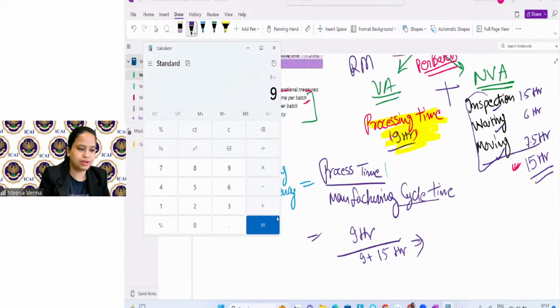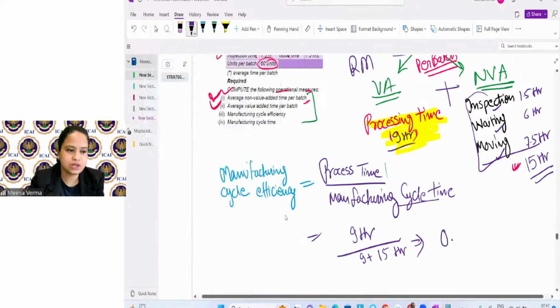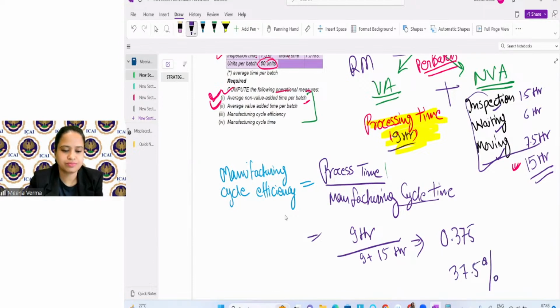Nine divided by 24. So this is coming as 0.375, or I can say 37.5%. Not good, right? So you can see efficiency is not good for the company. Why? I will tell you the reason. Why is the process not efficient? Because of non-value-added activity. If you remove the non-value-added activity, it will become more efficient.